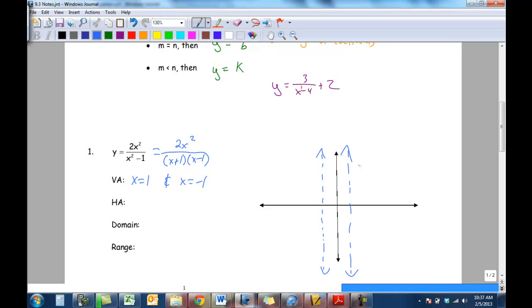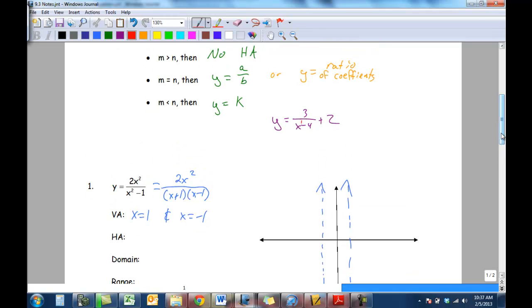Now, our horizontal asymptote. Which scenario does our horizontal fit here? Going back to before it was factored, I got x squared on top, x squared downstairs. Which one of these three scenarios does that fit? That fits m is equal to n. So that means that y is equal to the ratio of coefficients. The coefficient up top is 2, the coefficient downstairs is 1. So here, the horizontal asymptote is going to occur at y is equal to 2.